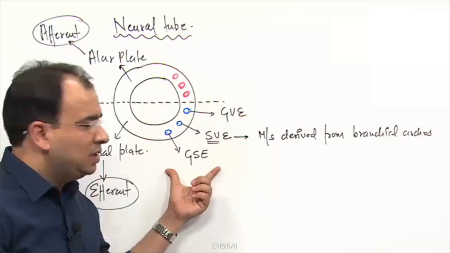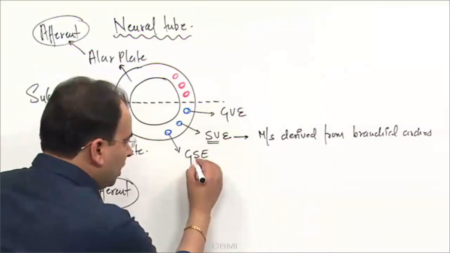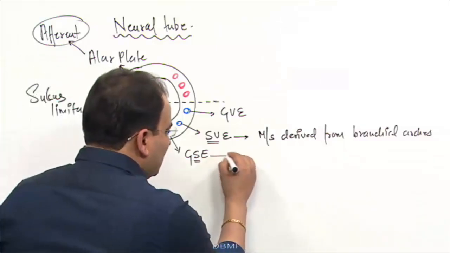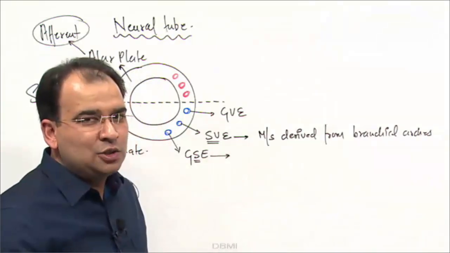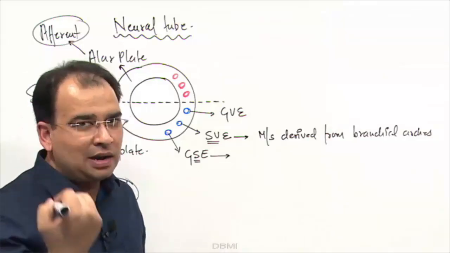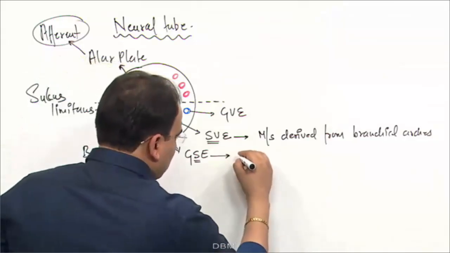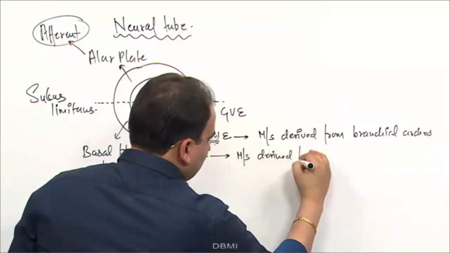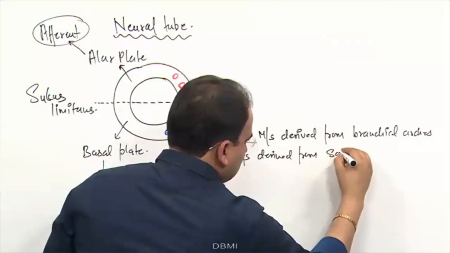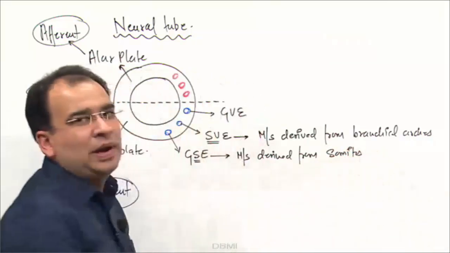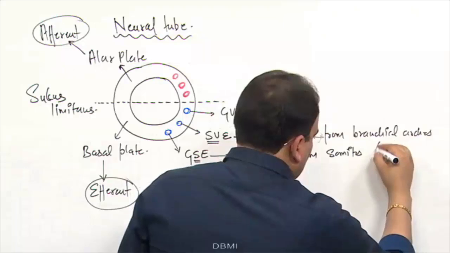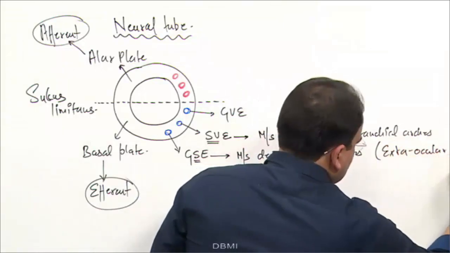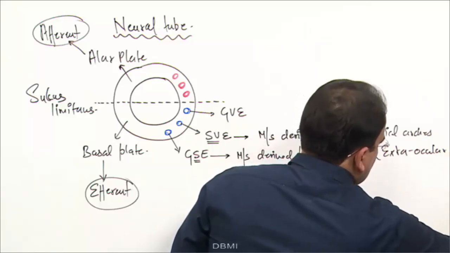GSE, general somatic efferent. The word that we need to catch here is somatic. What are the only somatic muscles we talked about? The only somatic muscles in head and neck are extraocular and tongue muscles. So the muscles derived from somites or somatomeres, occipital somites, and those are extraocular and tongue muscles.